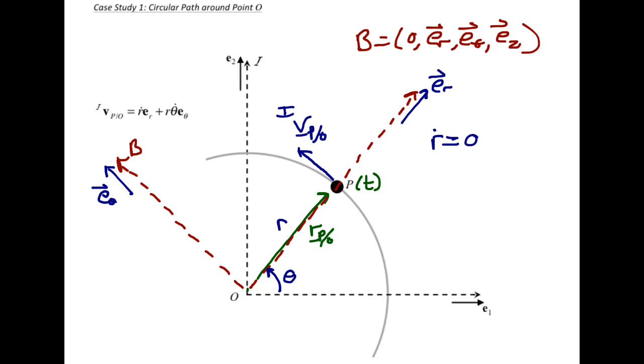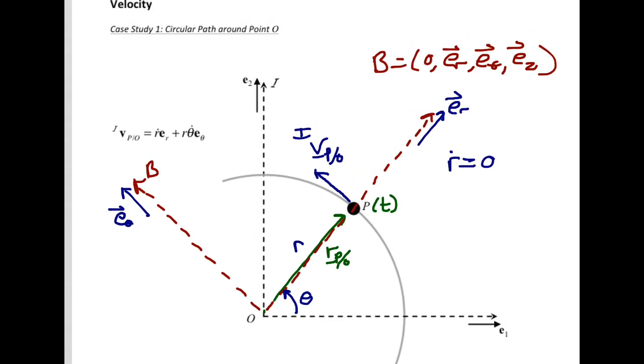And in fact, what we're seeing here is that E sub r, going from point O to point P, there is no component in that direction. But we do have a component in the E sub theta direction. And that's the only component that we have on the circular path. And this is a magnitude. The magnitude of this velocity vector is r theta dot in that direction.